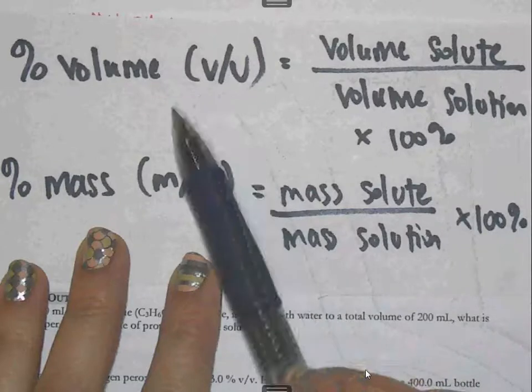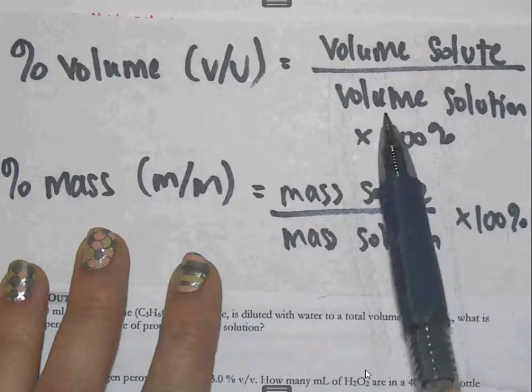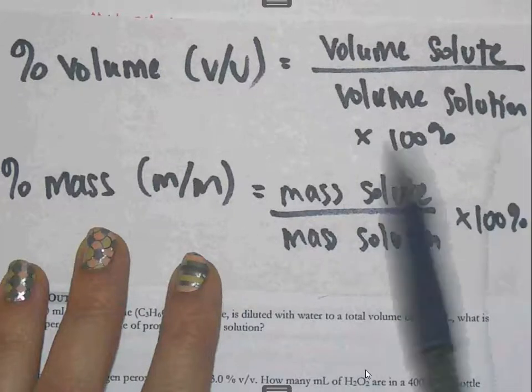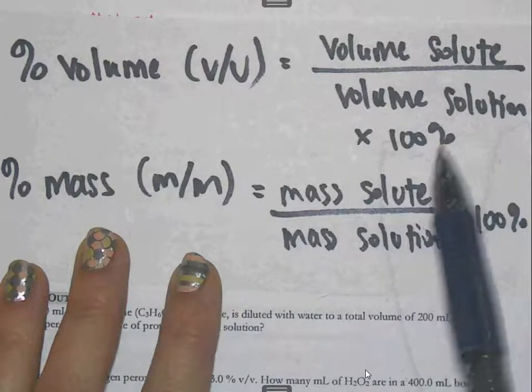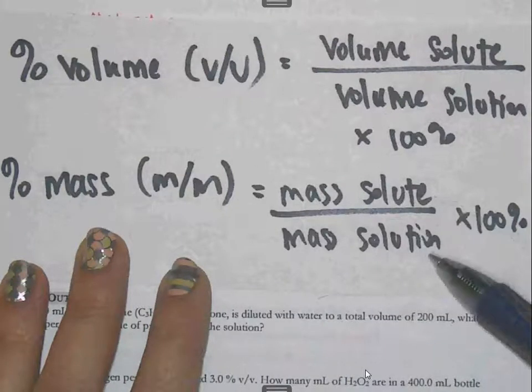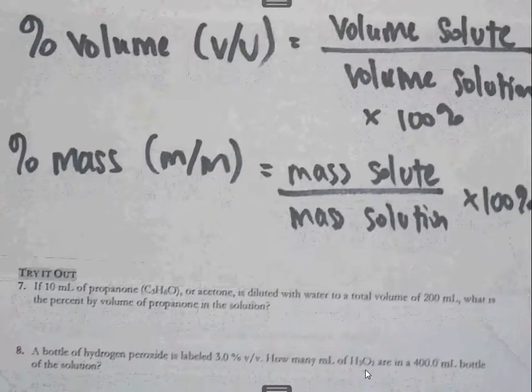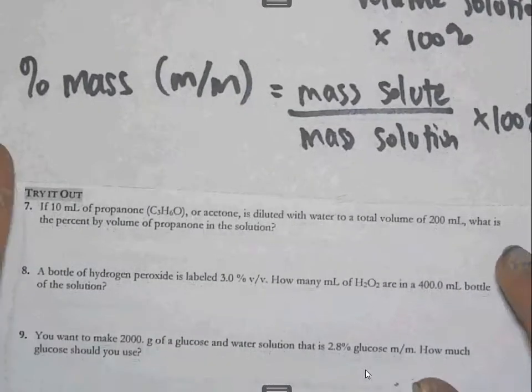So to do percent by volume, we put the volume of the solute over the volume of the solution, and then you multiply it by 100%. To do the percent by mass, we take the mass of the solute and divide it by the mass of the whole solution and multiply by 100. So here's a couple of examples of that. I'll pull my formulas back down if we need.